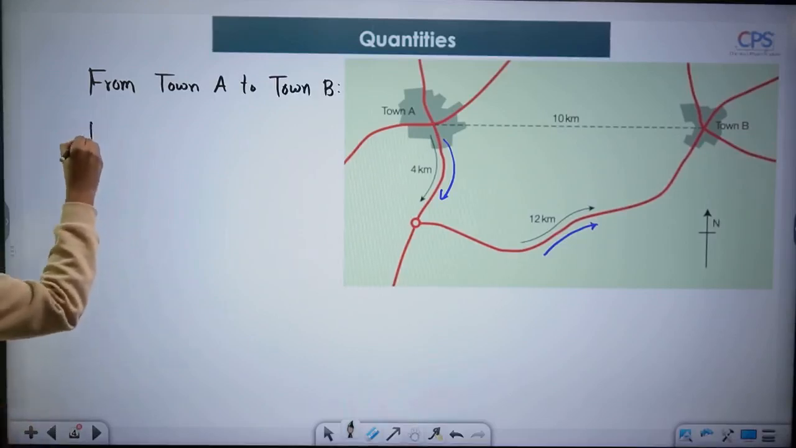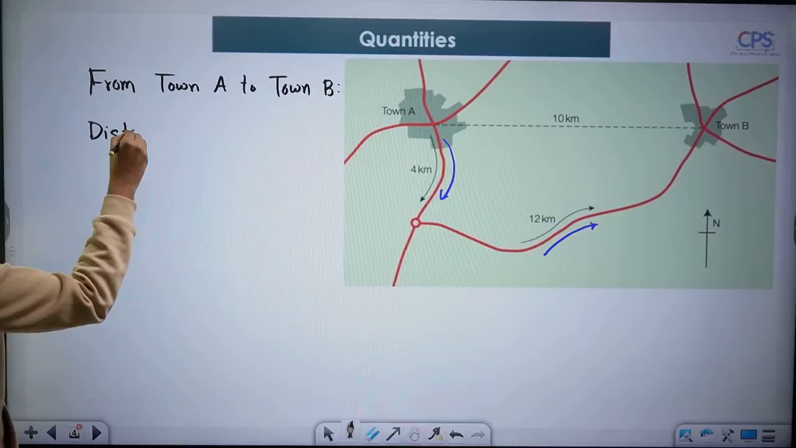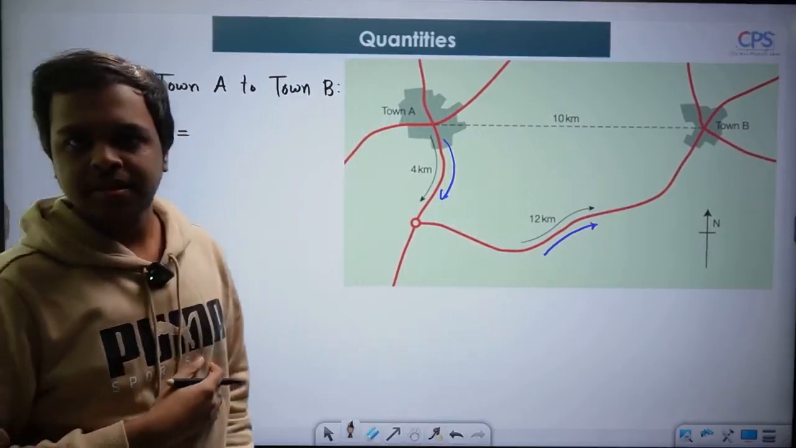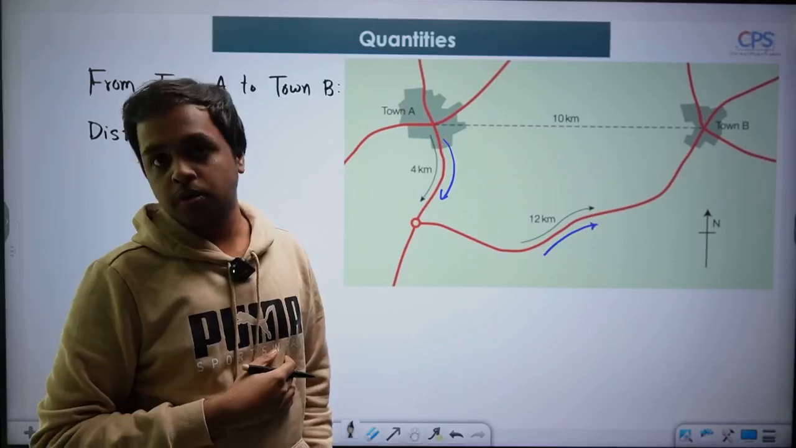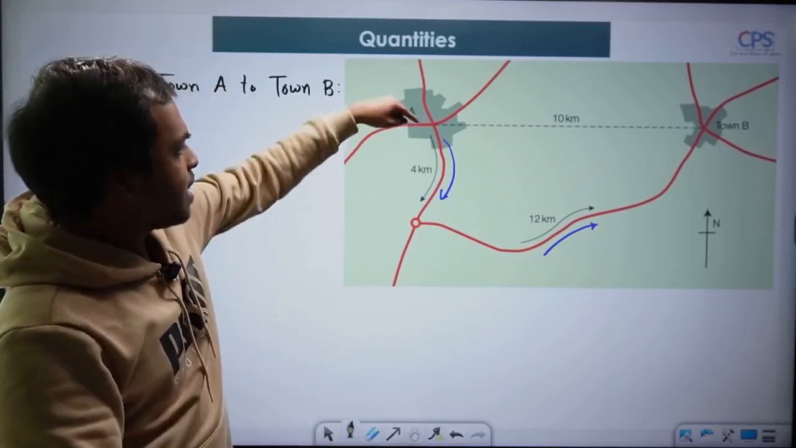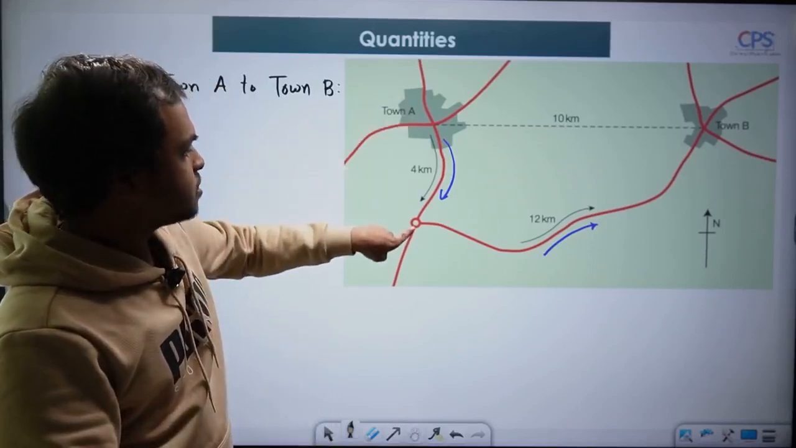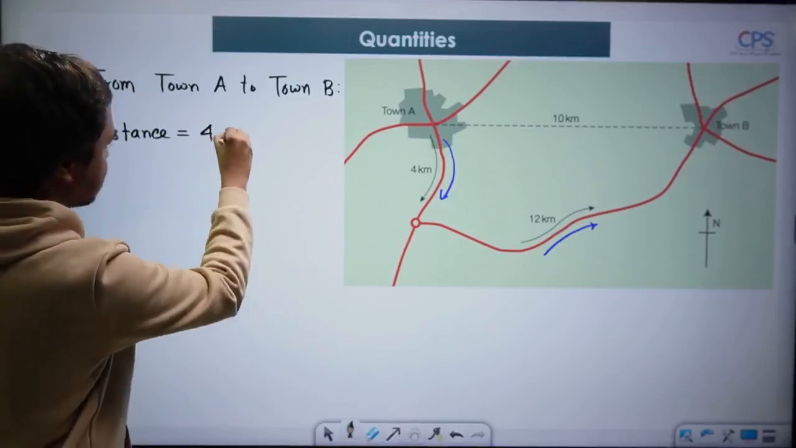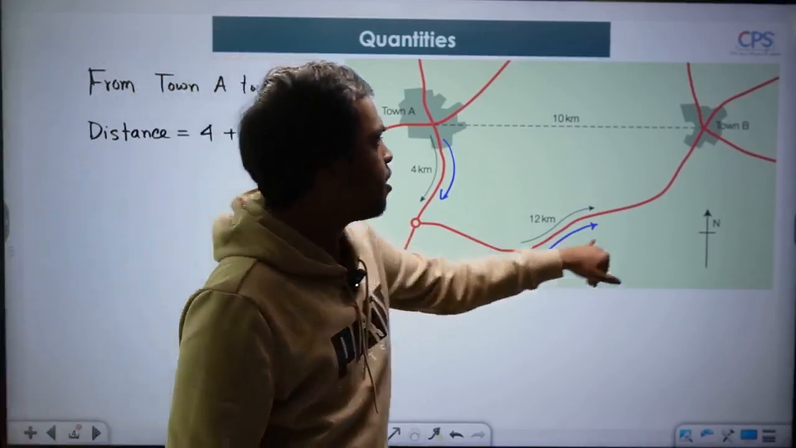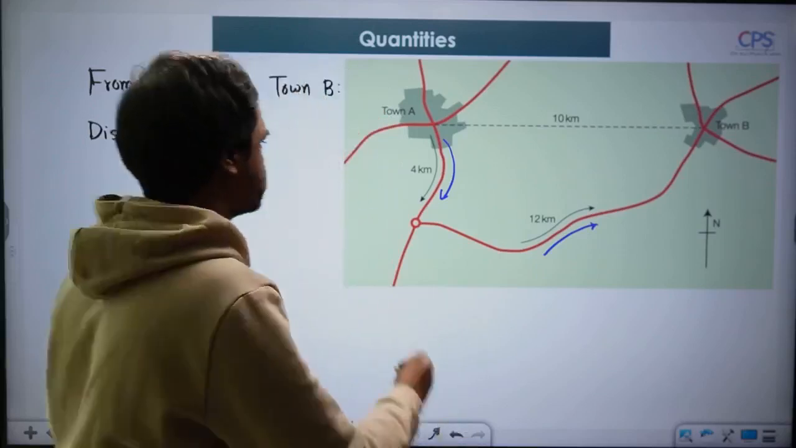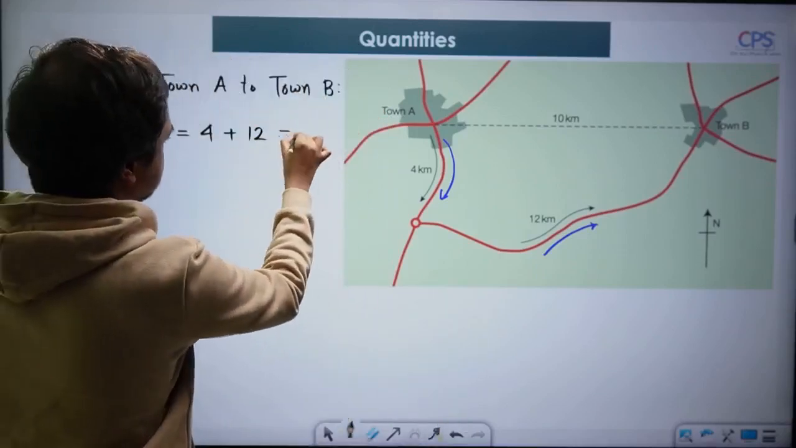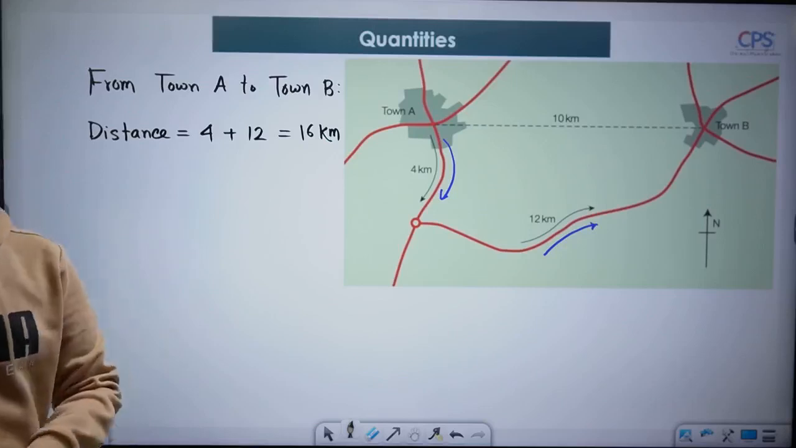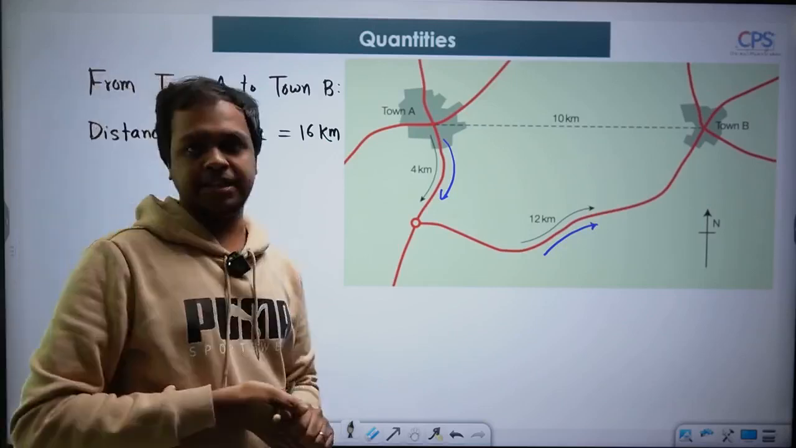See, the distance, which is a scalar quantity, should count all the path anyone has to go. So anyone can go to this point, 4 kilometers, so it's 4 plus, and from this point to town B it's 12 kilometers, so it's 16 kilometers, right? That's the distance. And how about the displacement?